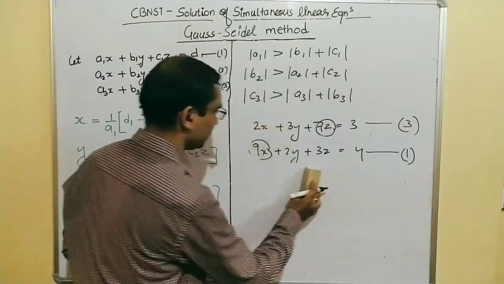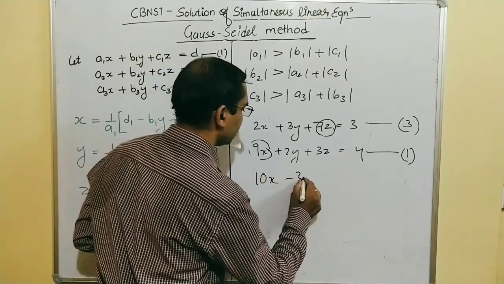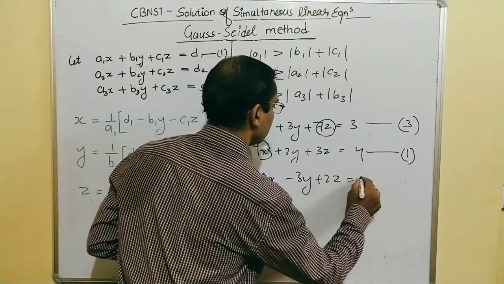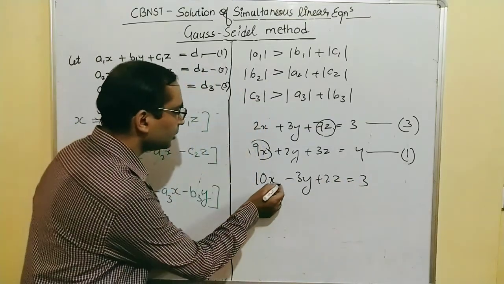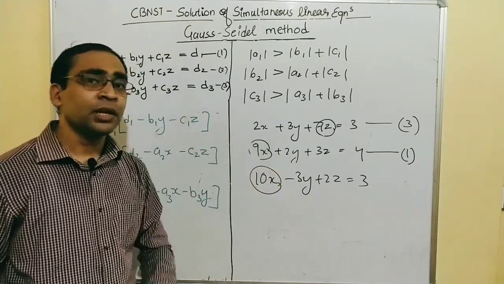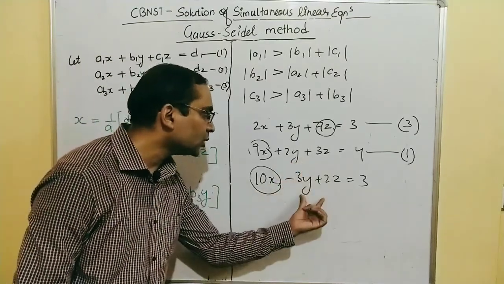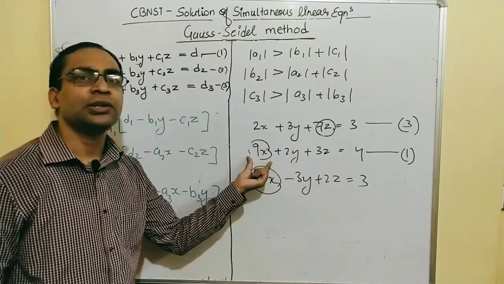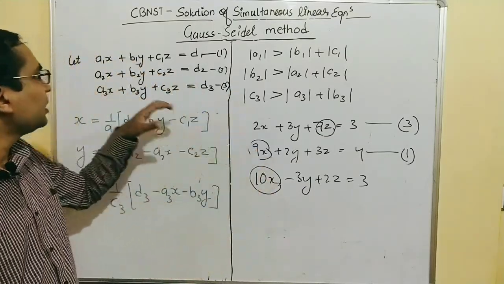If, let's say, in the third equation we have something like 10x minus 3y plus 2z is equal to 3. So we can see in the third equation, which term is dominating? 10x. Will this be a diagonally dominant system? No, this will not. Why? Because we can see in two equations the similar term is dominating. This is x and this is also x. So we will not have a diagonal.